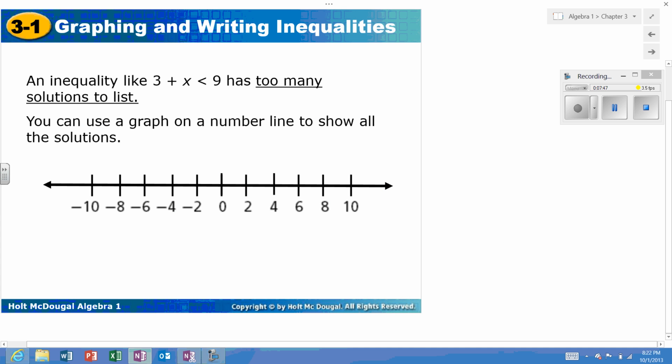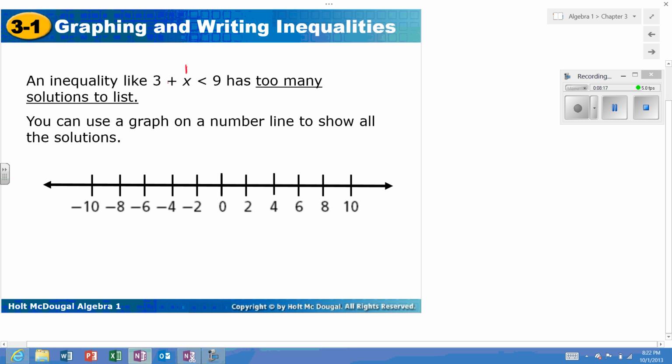Okay, so now we're going to look at how we graph inequalities. The inequality that we're given is 3 plus x is less than 9. It's kind of hard to list all the solutions that will satisfy this, so most of the time we'll end up graphing it, and we can use a graph on a number line to show the solutions. So what numbers can we plug into x that will still get something less than 9 on that left side? We can just arbitrarily pick a number.